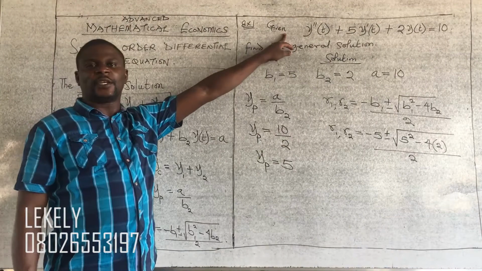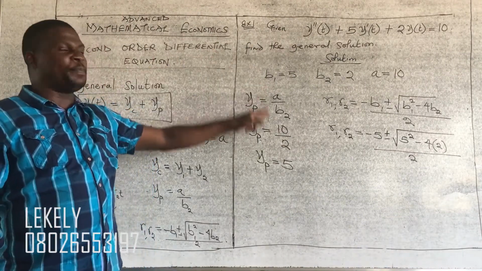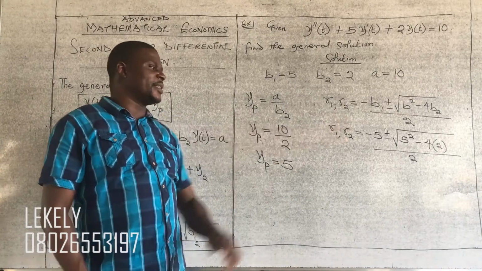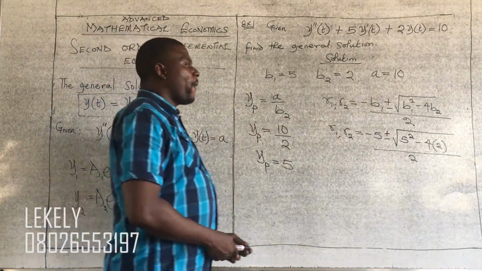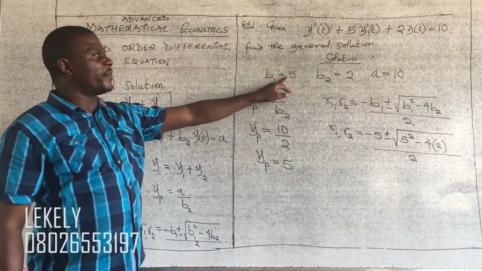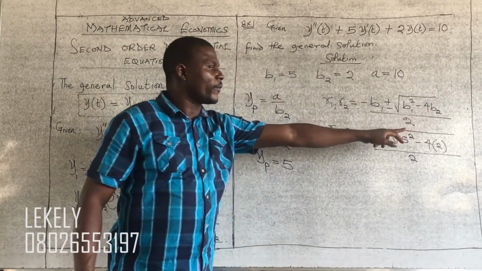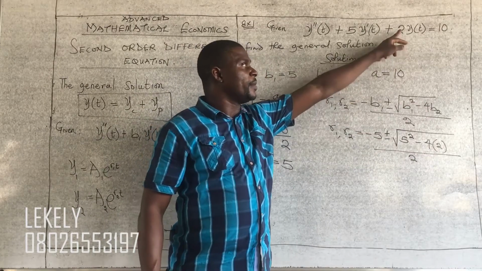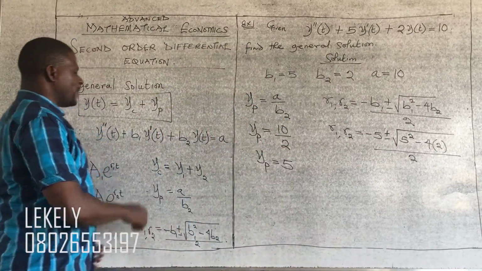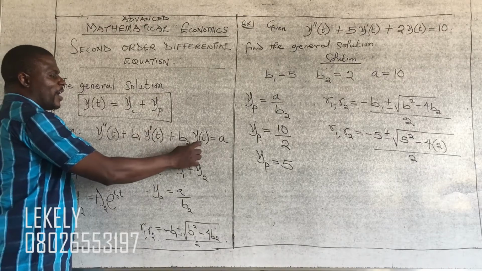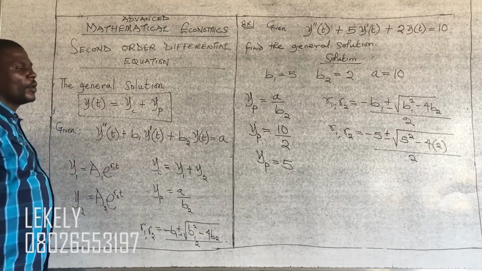You see that? What's the first step when you are given a question like this? Get your yp first, then get your r1, r2. That's the next step. So now my b1 is 5 from here. My b2 is 2 from here. Don't forget, whatever you have beside y prime t is b1. Whatever you have beside yt is b2.